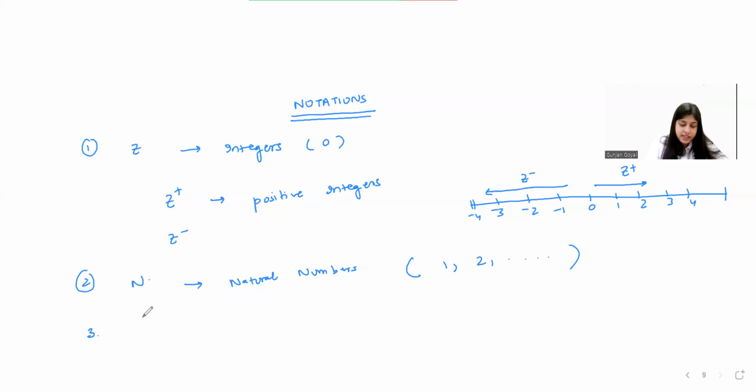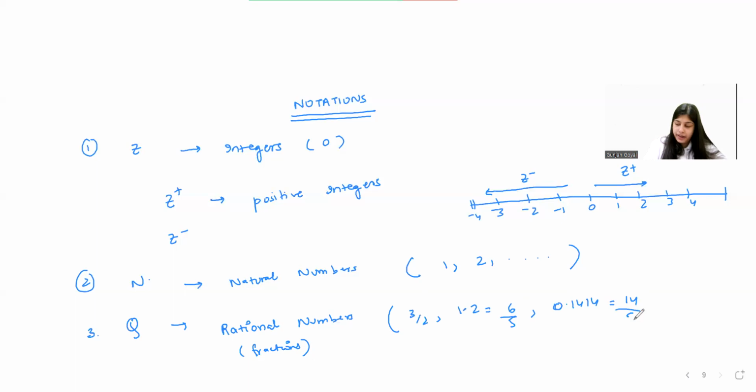Third, we have Q. Q means rational numbers. What do I mean by rational numbers? Rational numbers means anything which can be written as fractions and makes sense. So 3 by 2. I can write 1.2 as 6 by 5. You have 0.1414, which you can write as 14 by 99 and so on. Or you have 0.2, which you can write as 2 by 10, or 1 by 5, which is also a rational number.